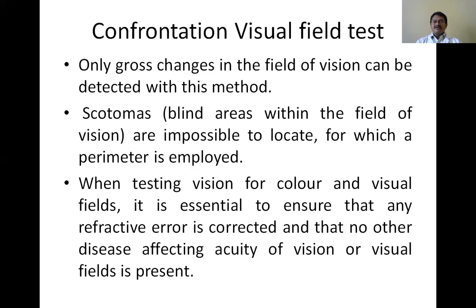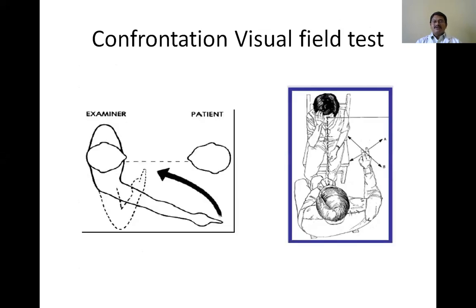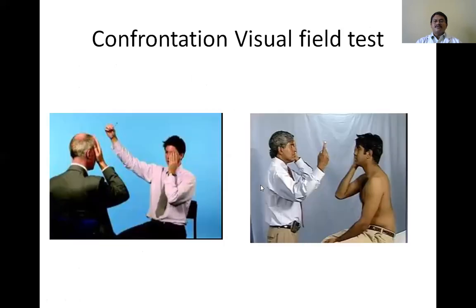But whenever you use frames, you will have peripheral field defects. This is the confrontation method. The examiner and the patient sit opposite each other, on the same visual axis, and you have to move the fingers. Sometimes you can also use an object. Here the examiner uses objects of different sizes instead of the fingers. And you should be at the same level whenever you are doing the visual field by the confrontation method.